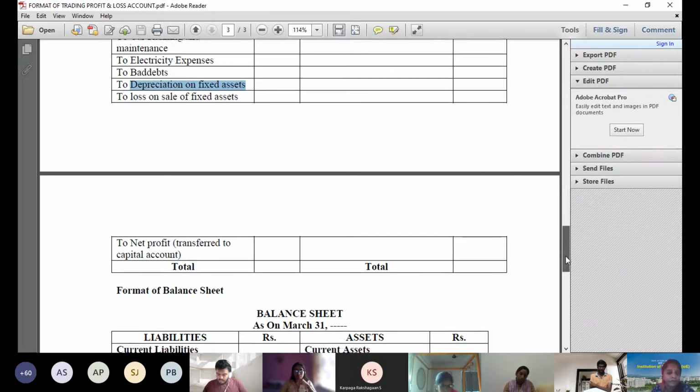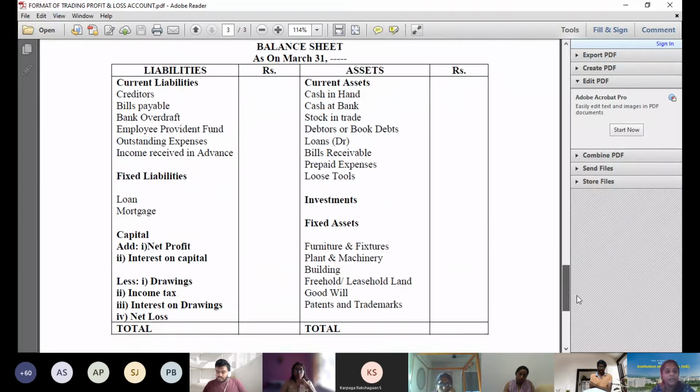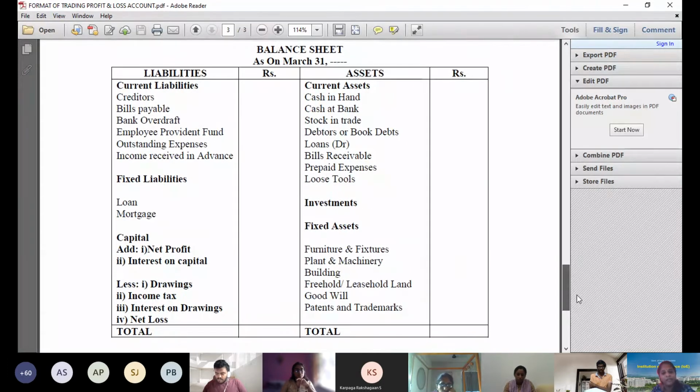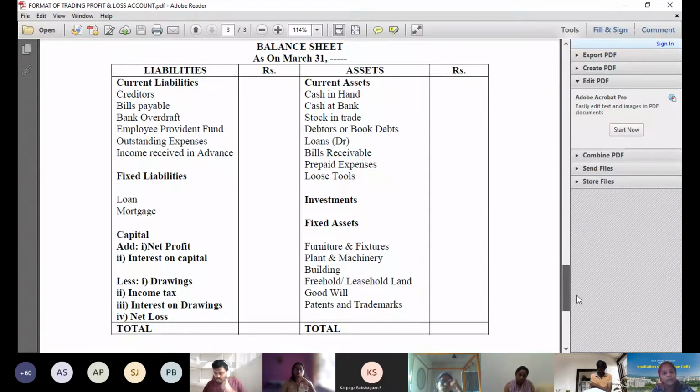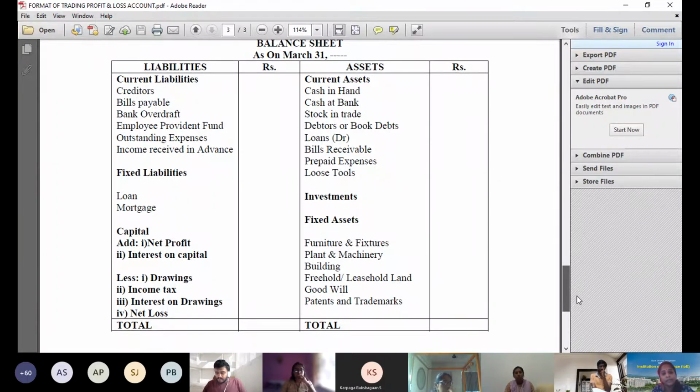No worries about it. Then liability, assets, current liability, current assets, fixed liability, investments. All these things: capital, add net profit, interest on capital, less drawings, less income tax. Remember these concepts. These concepts should be remembered even when I call you in the middle of the night at 1 o'clock. I'll not call you, that's a secondary aspect, but if I'm calling you, you should remember these concepts. Capital, add net profit, add interest on capital, less drawings, less income tax, less interest on drawings, less net loss. These are the concepts which you have to remember.